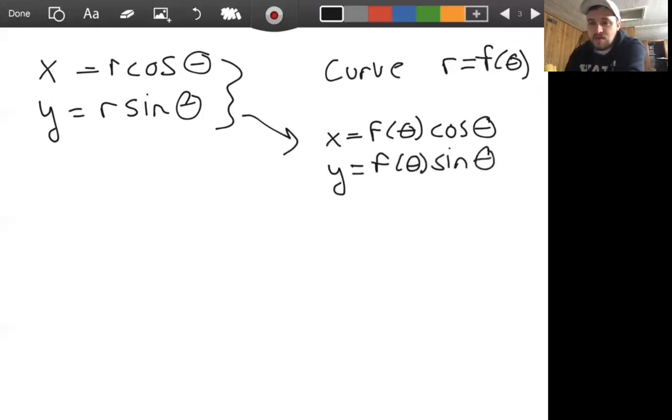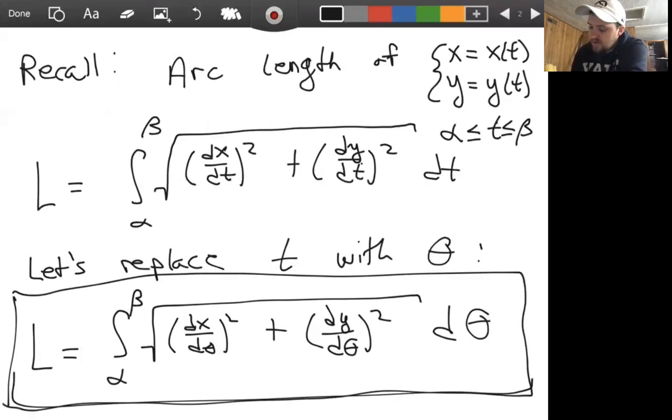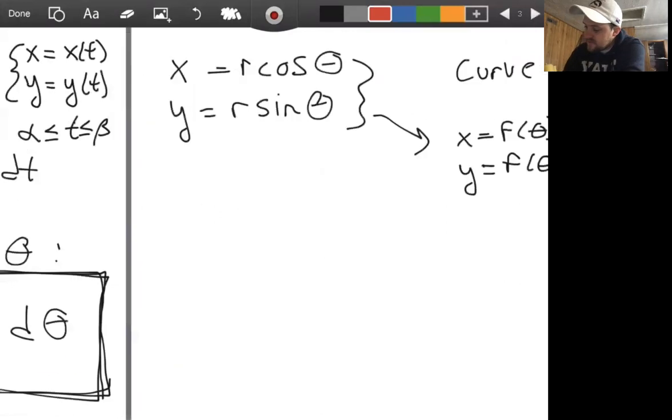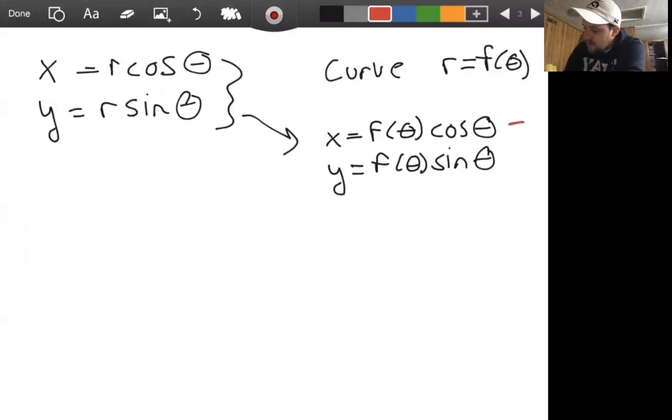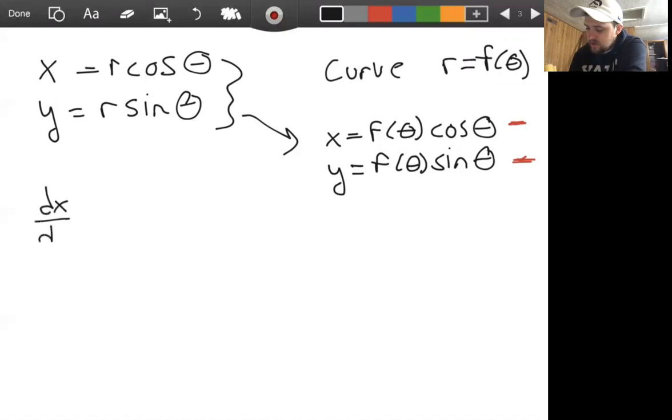Now, why do we want to do this? The reason is that, thinking about what we just obtained from switching out t for theta, we have a formula now for dx d theta and dy d theta. We just need to calculate the derivatives of x and y in terms of theta. So let's calculate what dx d theta should be.